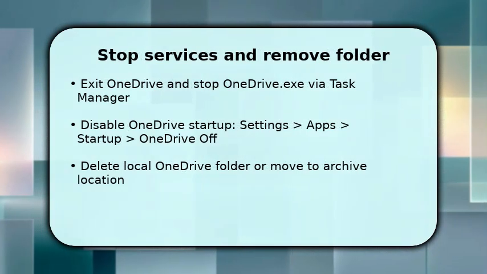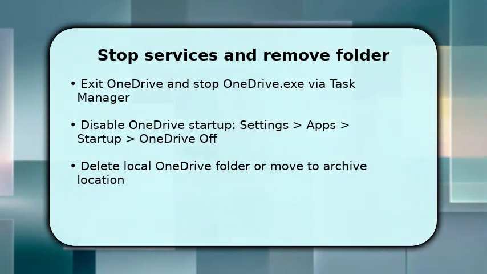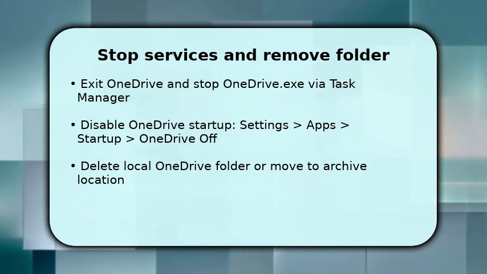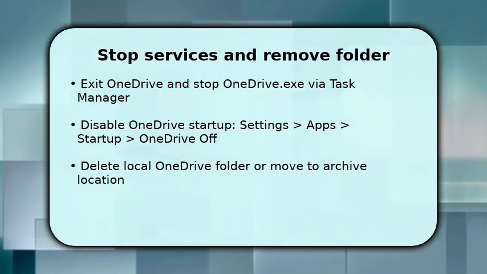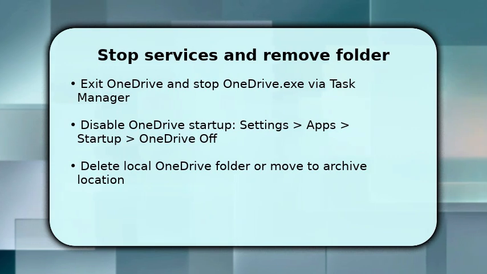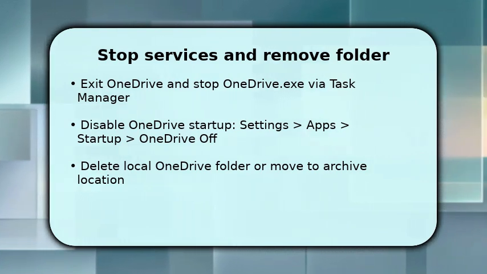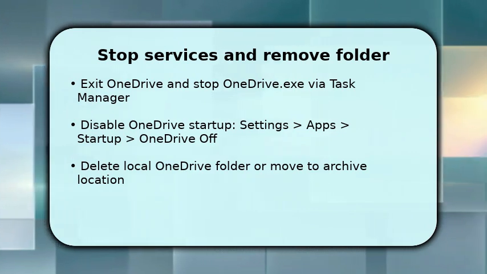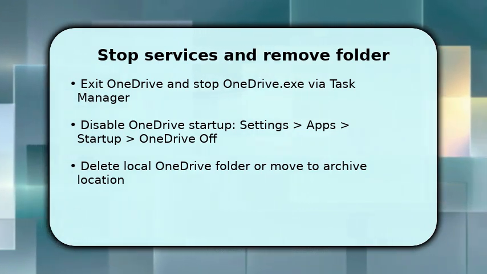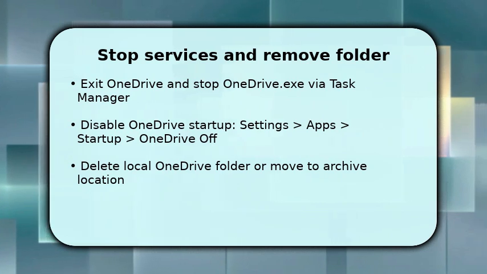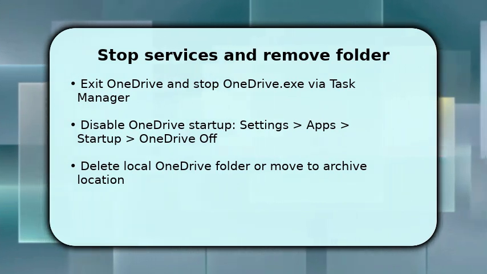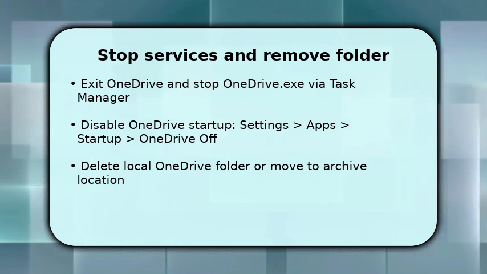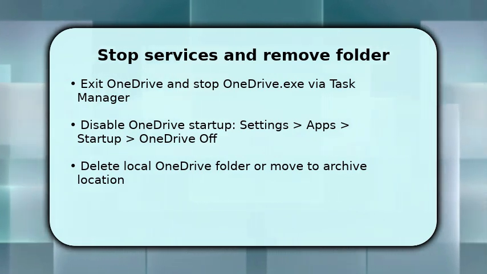You now stop OneDrive processes so files aren't locked, exit the app and terminate OneDrive.EXE in Task Manager. Next, prevent automatic restarts by disabling OneDrive in Startup Apps or via Settings App Startup. After services are stopped, navigate to your user folder and either delete the OneDrive folder or move it to an archive drive if you prefer retention. Make sure you're deleting the correct path. Confirm file counts and sizes before removal to avoid accidental loss.